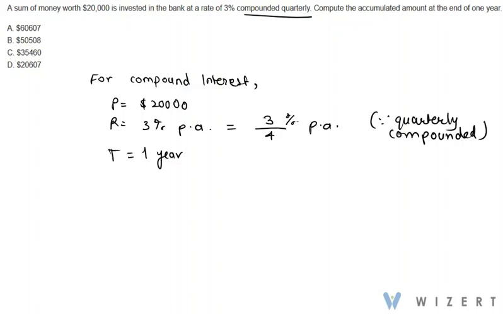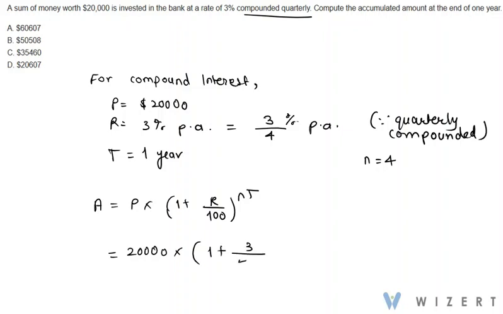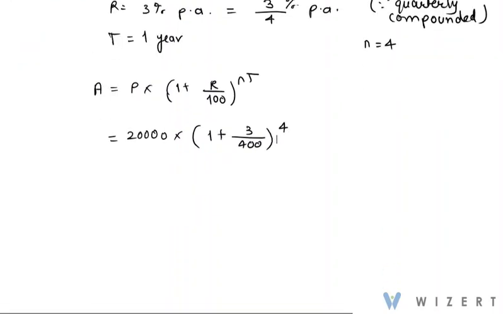Now let's put this in the formula A, that is the final amount after 1 year, equal to P multiplied by 1 plus R by 100 to the power n into T. Since this is compounded quarterly, n is equal to 4. So we get A is equal to 20,000 multiplied by 1 plus 3 by 400 to the power 4 into 1, that is 4. So let's calculate this further.